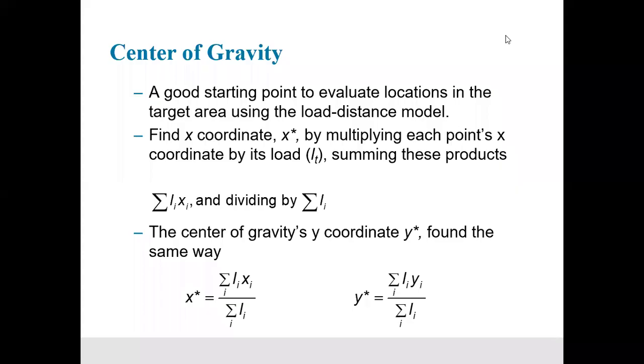Hi everyone. I want to take a moment to discuss the center of gravity approach to making a location decision. This is an approach that takes into consideration that if you're trying to site a warehouse or a distribution center or a manufacturing plant, you want to consider the different locations you're going to be shipping product to from that central location, and how much product you're going to be shipping to the different destinations.